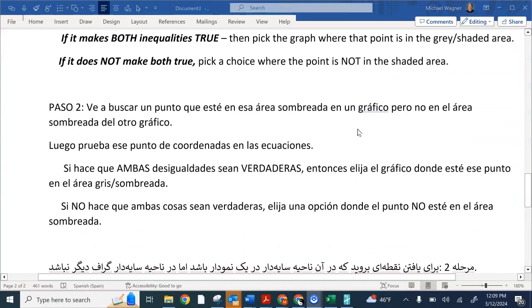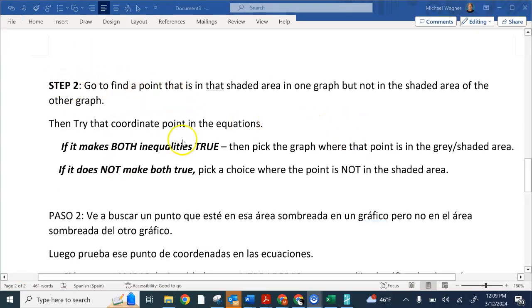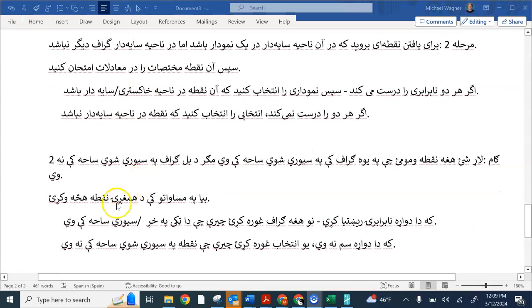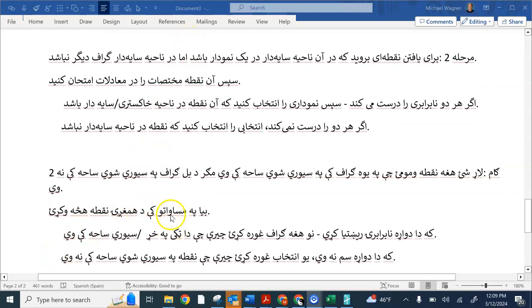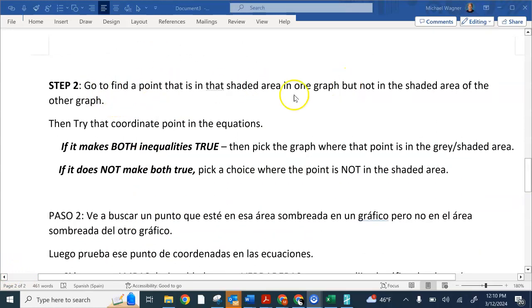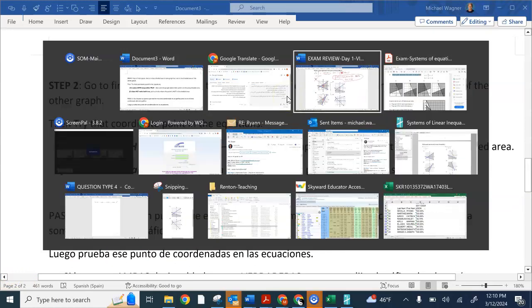Okay, so the next step, step 2 right here. Go ahead and find your language, pause the video and read it. Okay, now step number 2: we're going to find a point that's in the shaded area. So let's go back over here.